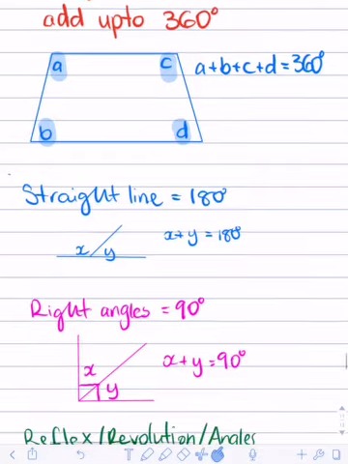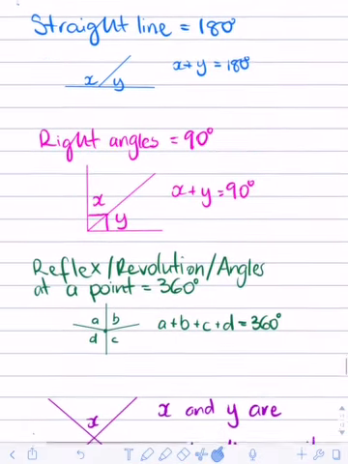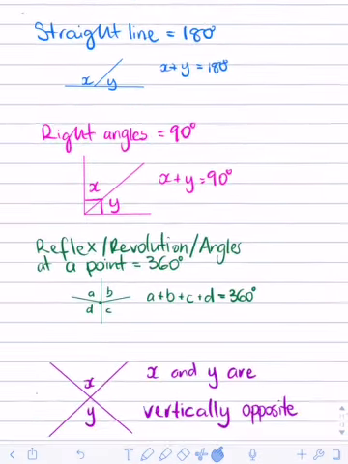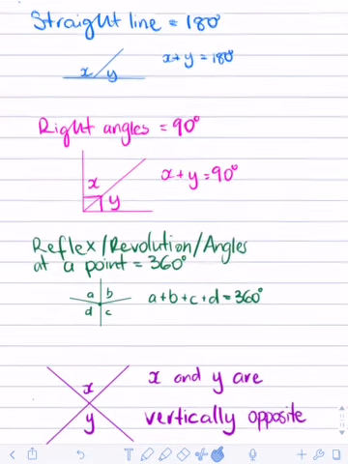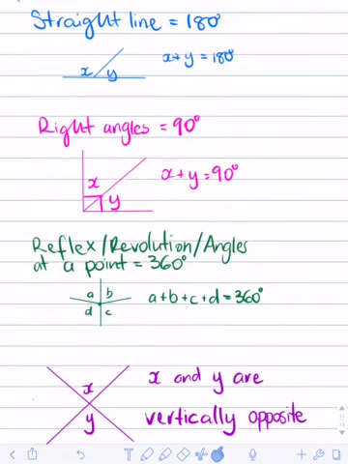Let's go on to some other angle rules. So here we're discussing straight lines. Straight lines always add up to 180. Now a straight line can have as many angles as we want, but we'll always start at a point. And you can see that point there in between X and Y. So X plus Y will always equal 180. Right angles, which are shown using that little box in the corner there, or those two lines, they always add up to 90 degrees.